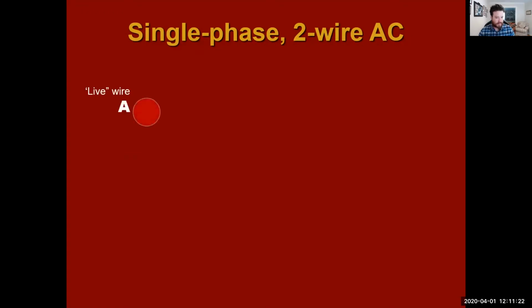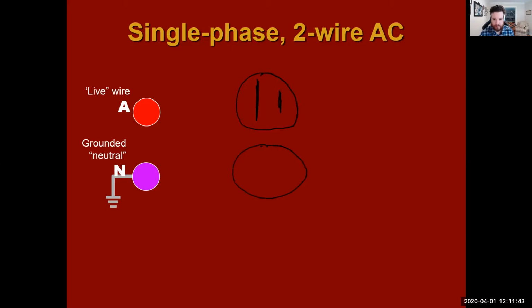So let's get into actual electricity. So this is a single phase, 2-wire system. And a single phase, if anybody's been in an older home, you have basically outlets that look like this. All right. And the big thing we should notice is there's no third eye. There's nothing here.